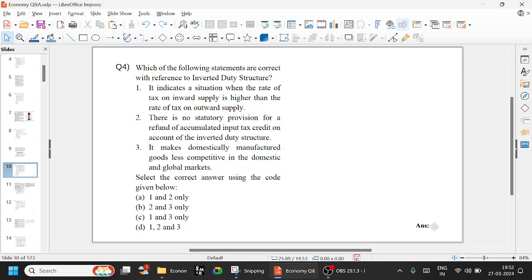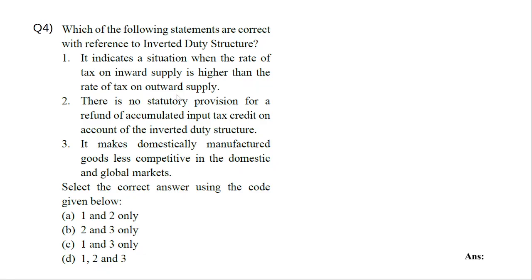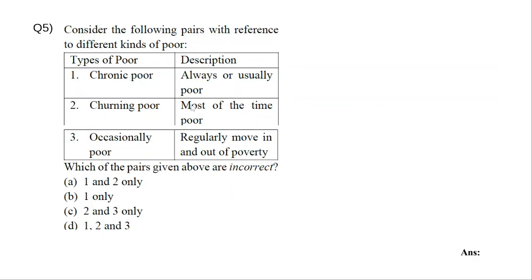So, as I said, the answer was C. Basically, it is 1 and 3. Okay, 1 and 3 is correct, and the statutory provision is there in the form of GST. Try to remember that. Now we have a better picture of what the inverted duty structure is. Let us look at the last question for today.